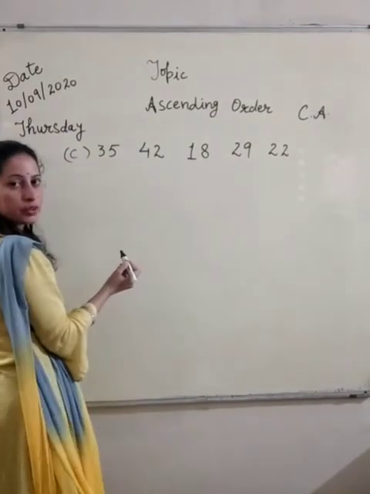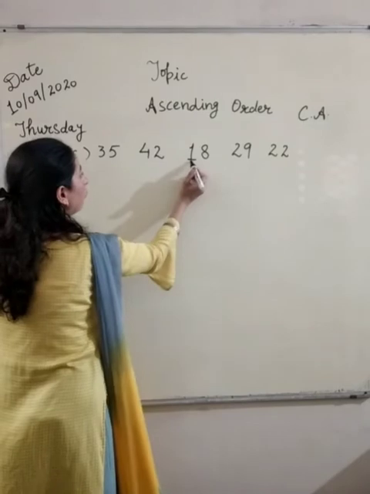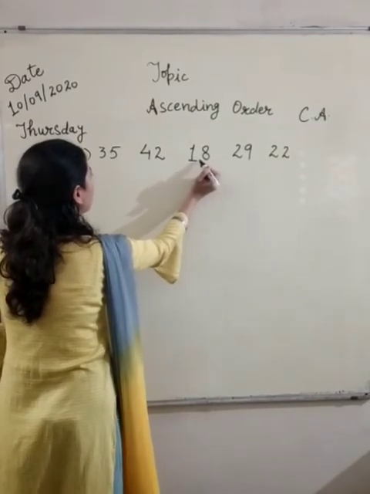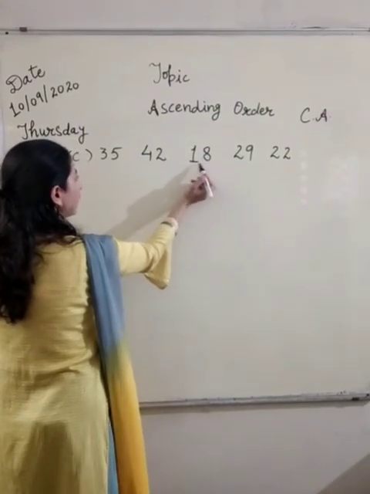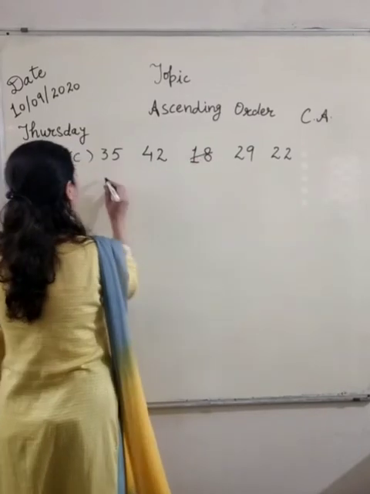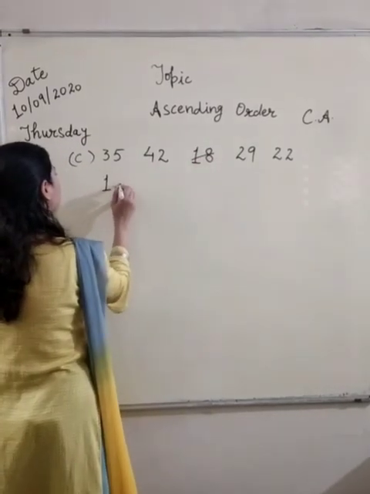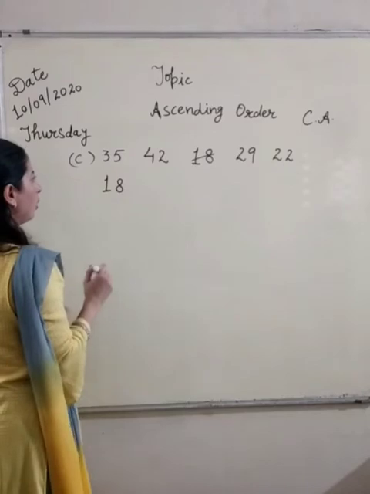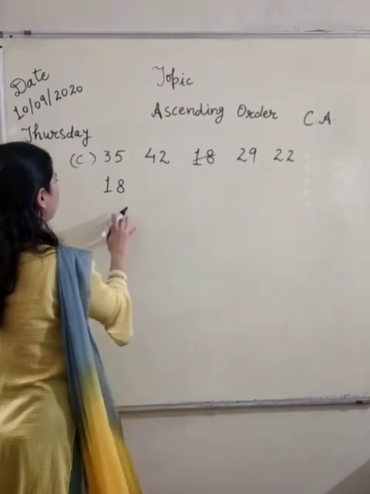कौन सा number smallest number इसमें? 18 will be the smallest number. Is it clear? Write down here 18. 18 के बाद कौन सा number आएगा?